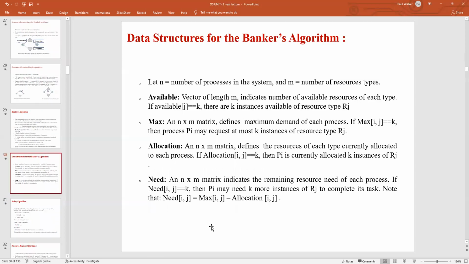It can be explained with different criteria: available, max, allocation, and need. Available is the number of available resources used each time by the process. Maximum defines the maximum demand of the process for the instances. Allocation is how many resources are allocated at each instant. Need is the amount of resources and instances the process will need each time. How they are combined is called need.